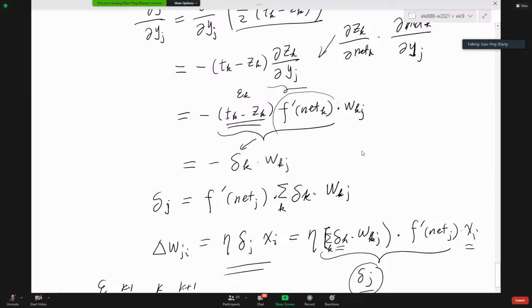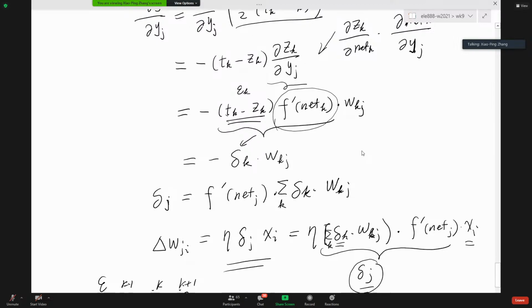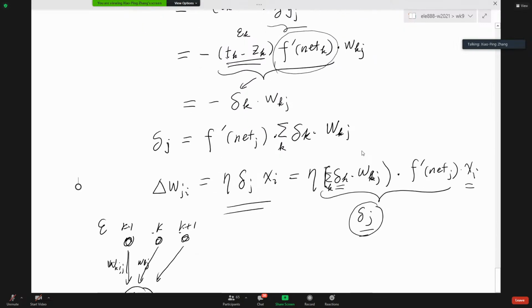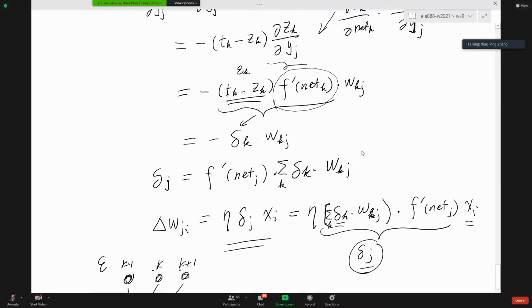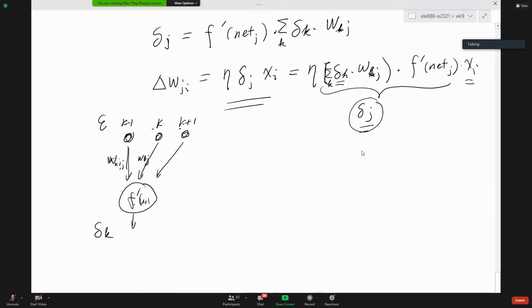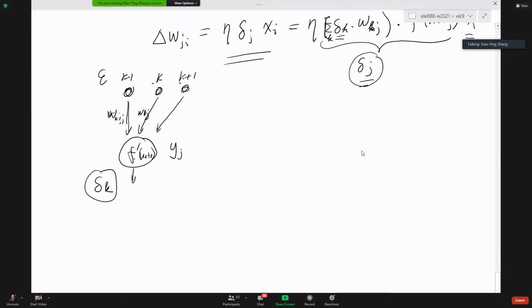Because here's the YK, this is kind of Y prime, okay? Because you have that activation function. Here, let's say it is F prime net K. Basically it's YJ, and then you get the delta K.